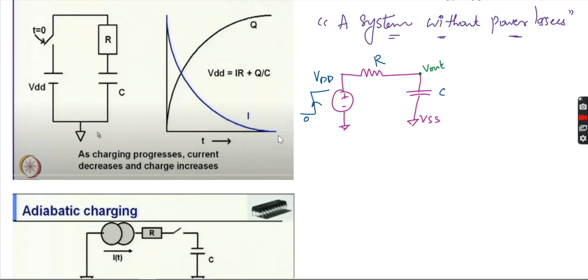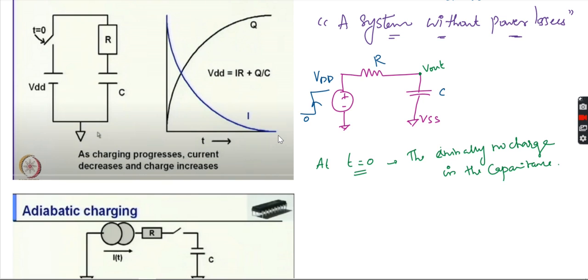Now you can see what the time will be. At time t equal to 0, the input voltage is 0, so the capacitor initially has no charge. At time 0 the capacitance won't be charged. Initially, there is no charge in the capacitor.